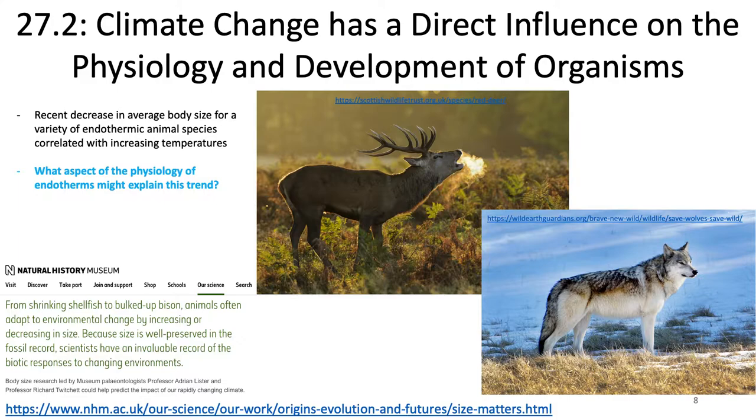And then this is an article I found from the Natural History Museum. You might be wondering, how do they know that animals are getting smaller? Well, we have fossils and bones. And not even fossils, just bones of things from pre-industrial revolution. We can tell that these larger animals are getting smaller. These larger endotherms are getting smaller because of fossils and bones. Like my bone collection. Oh my gosh.